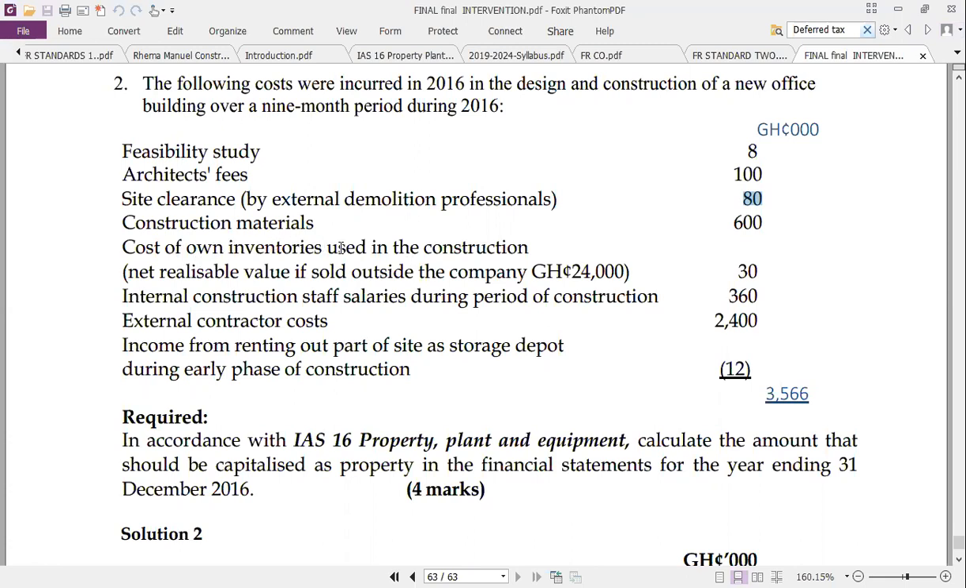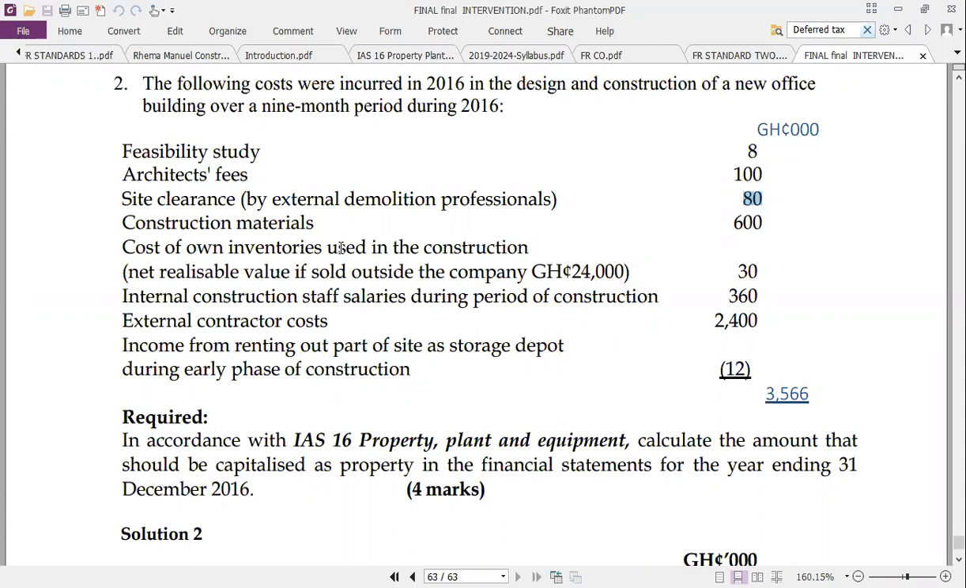Cost of own inventory used in construction: maybe you sell iron rods, and you use some of your iron rods to construct your office building. So the question is the cost of the own inventory. Here the cost is 30, but check what is in the brackets: the NRV, if sold outside of the company, would be 24 million. So first, will the cost of own inventory be part? Second, if yes, what value would be used, 30 or 24?